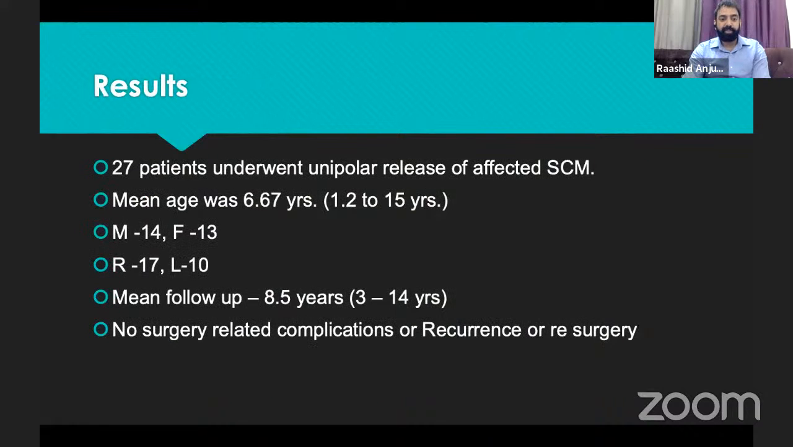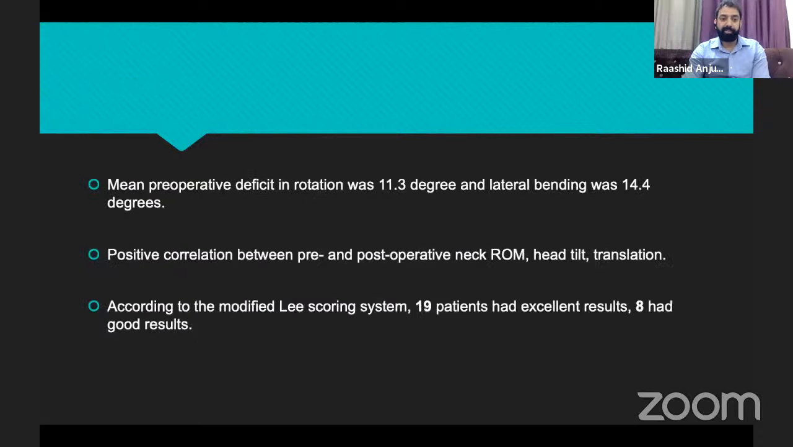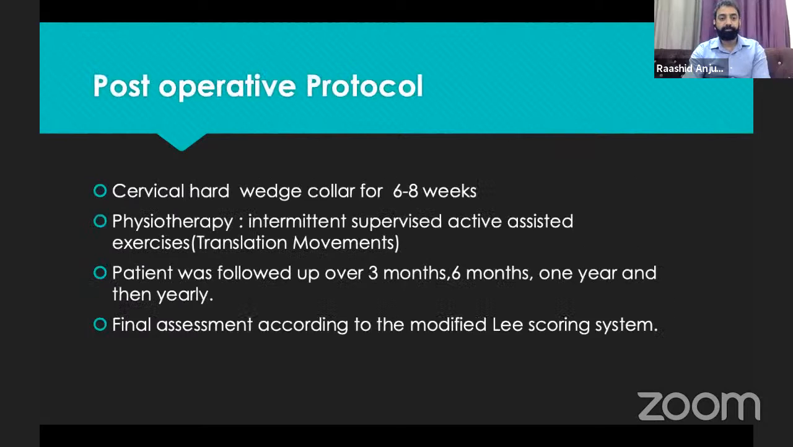So we had a total of 27 patients with a mean age of 6.67 years and a mean follow-up of 8.5 years. And there were no surgery-related complications or recurrence or resurgery in any of our cases. The mean preoperative deficit in rotation was 11.3 degrees and lateral bending was 14.4 degrees. There was a significant difference between the pre- and post-operative neck range of motion, head tilt, and translation. And according to the modified Lee scoring system, 19 patients in this series had excellent results, 8 had good results.